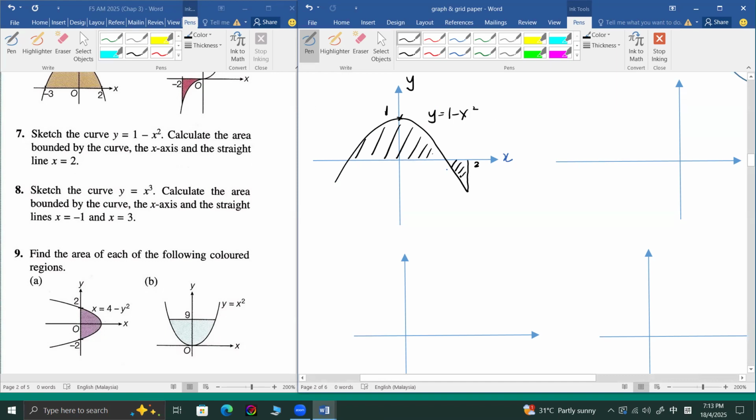Okay, look at question 6 just now. We got these two, right? One above the x-axis, one below the x-axis. Now, question 7, it's combined. These two, I combined already. I name it region A then B. So how are you going to do these sort of questions? Just like just now, you can separate them.